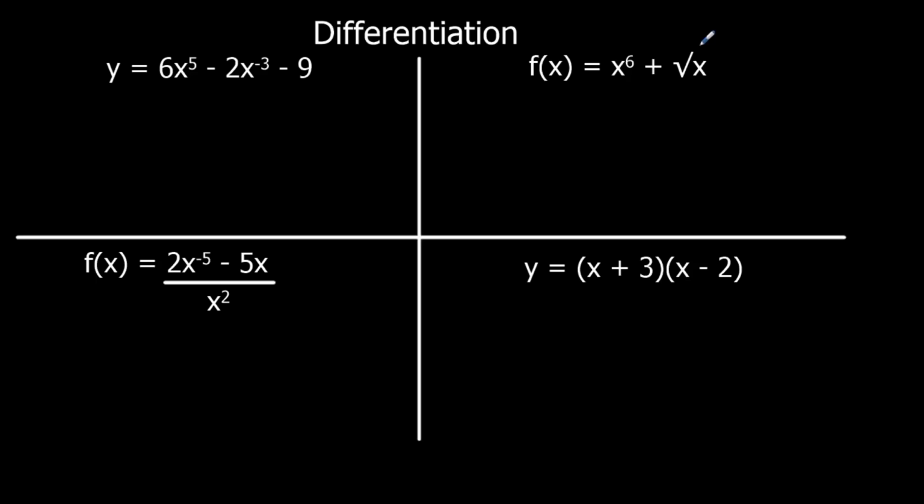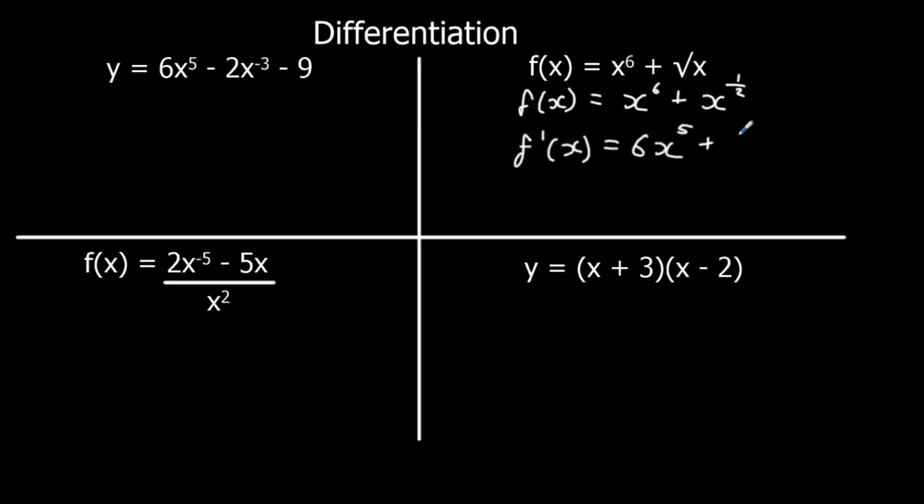We can't differentiate root x straight away. We need to change it into something we can differentiate first. So I'll write f of x again underneath, and I'm going to change root x to x to the power of a half, because the power of a half means square root. Square root means power of a half. So I can interchange them, I can change between those. And then instead of dy dx for this notation, we write f dash x. f dash x. So 6 times 1 is 6. Take 1 off the power, 5. A half times 1 is a half. Take 1 off the power, minus a half.